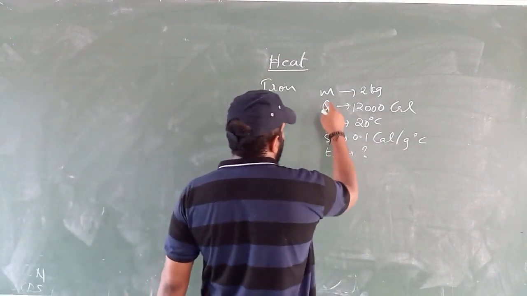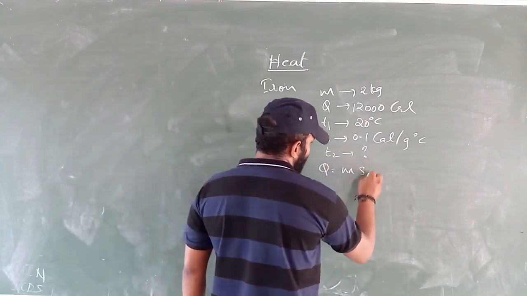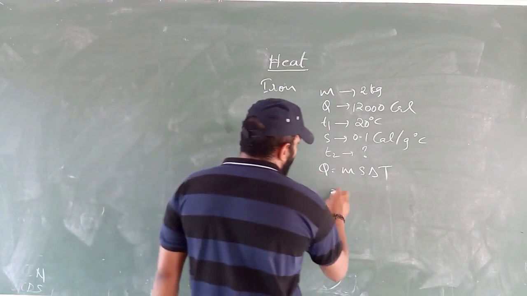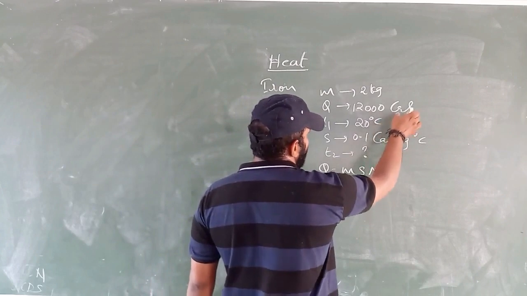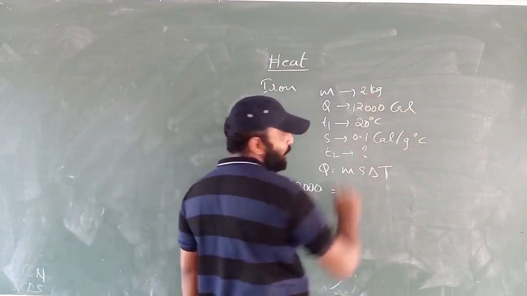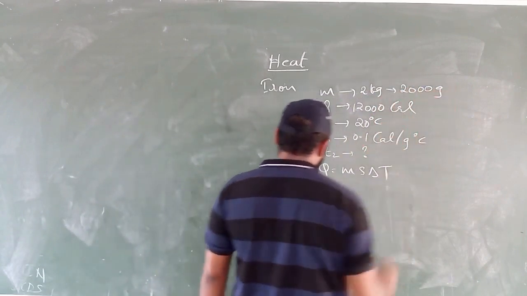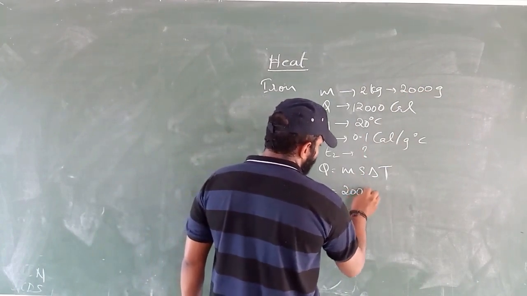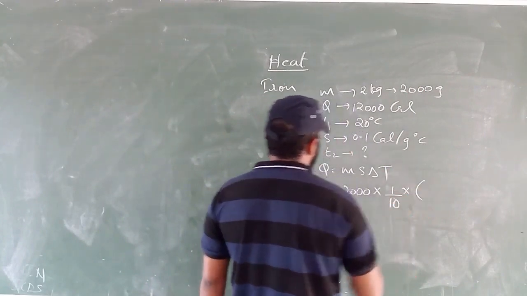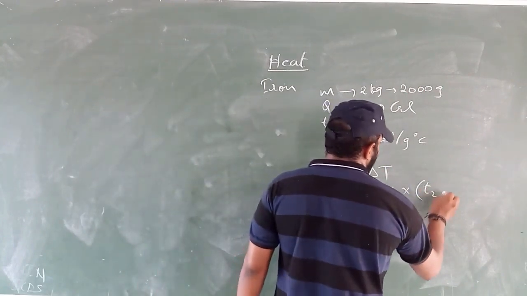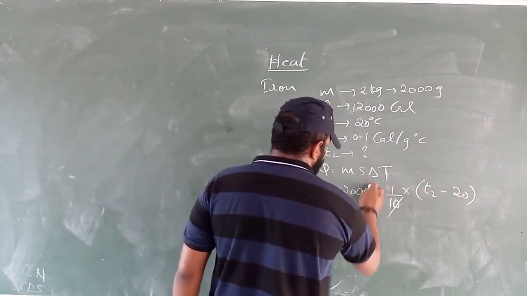So Q, M, T1 and S are all given. What is the formula you will be using here? We will be using Q is equal to M S delta T. Q value they have given is 12,000. If you observe, it is all in calories and grams. Here one value is given in kg, so you will convert it into grams. 2 kg is 2000 grams. So mass is 2000, into the specific heat 0.1, which means 1 by 10, into the change in temperature T2 minus T1. Now the zeros get cancelled.